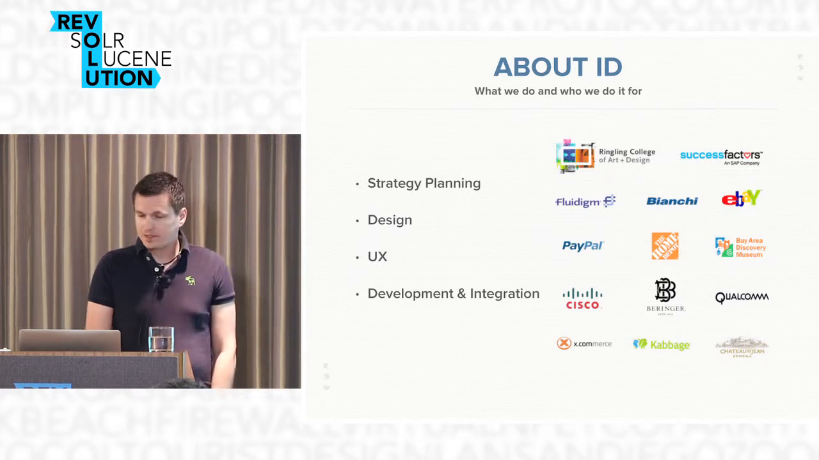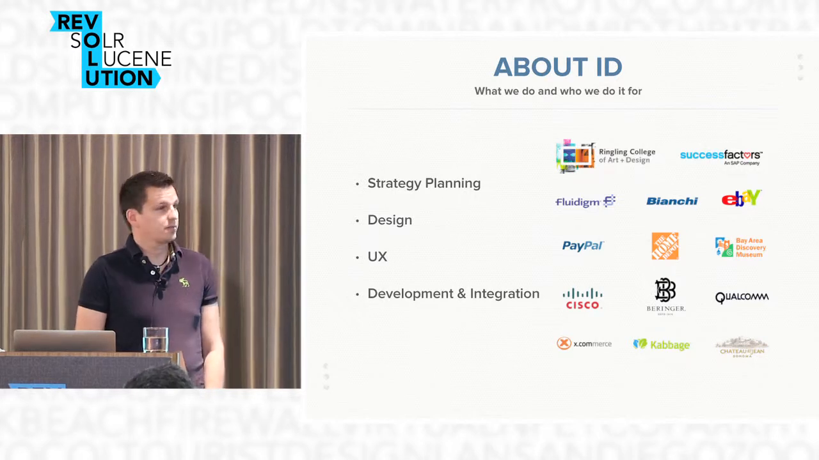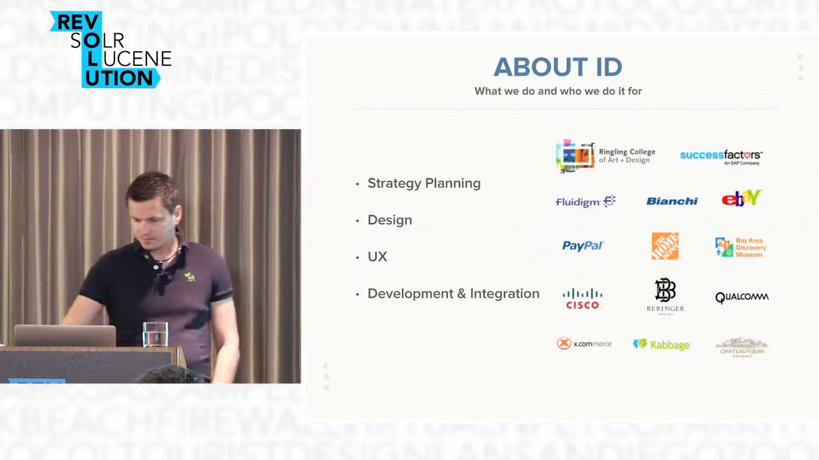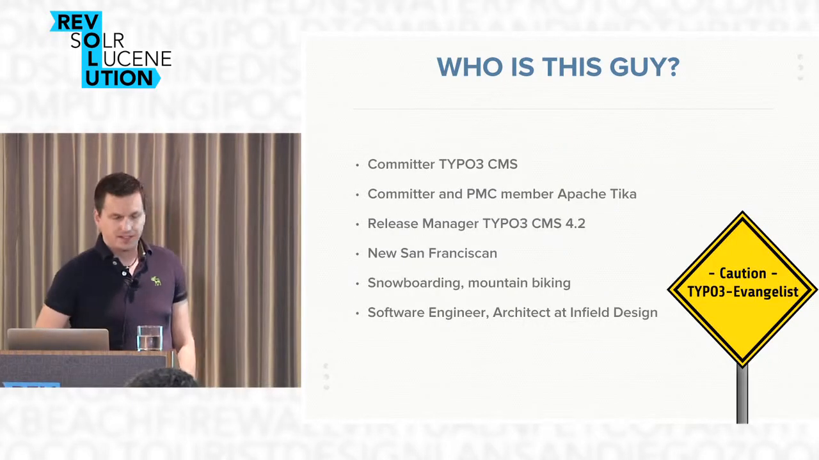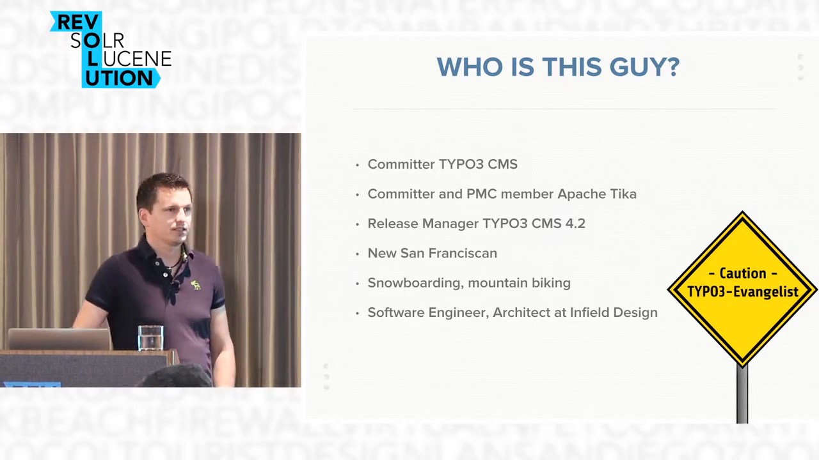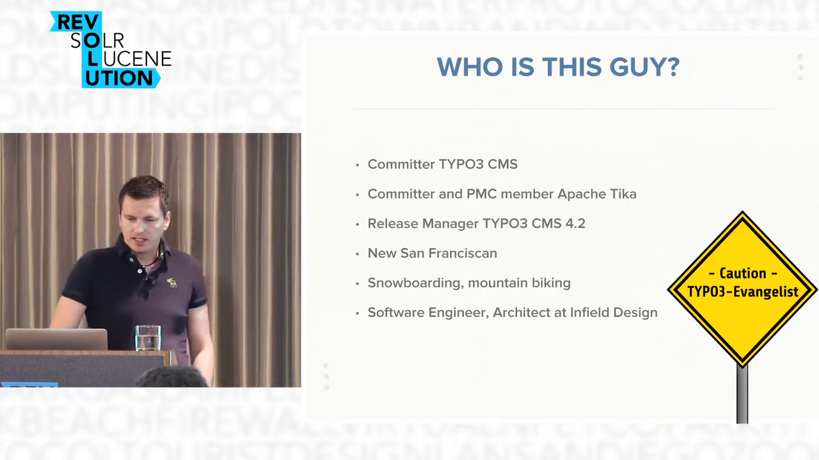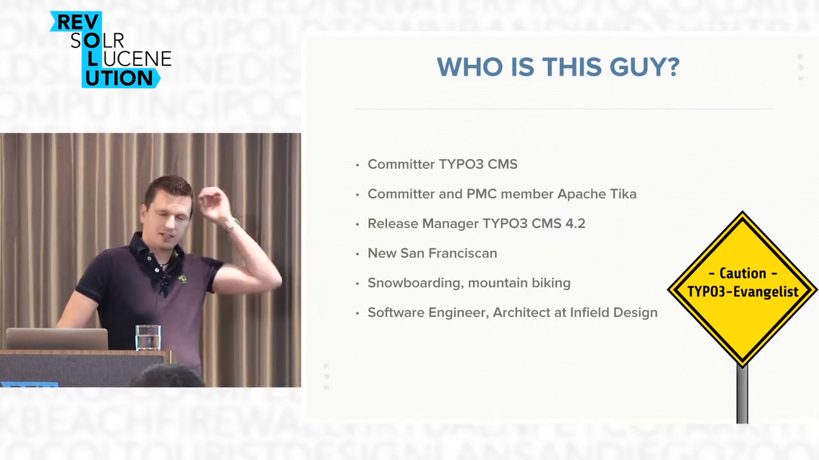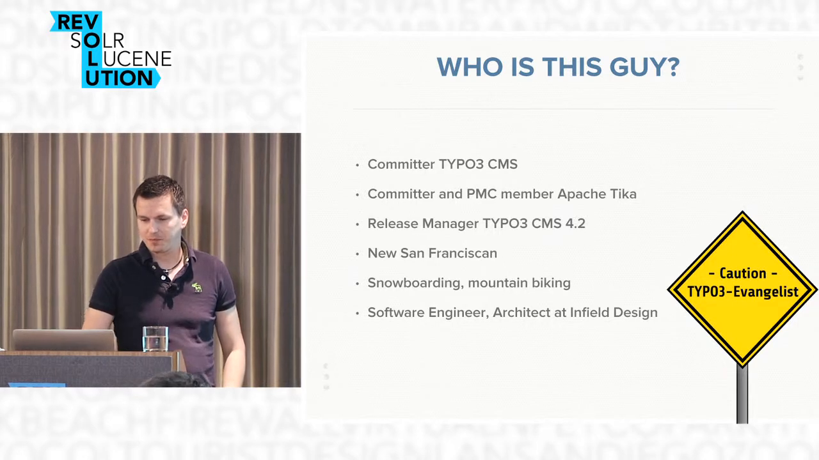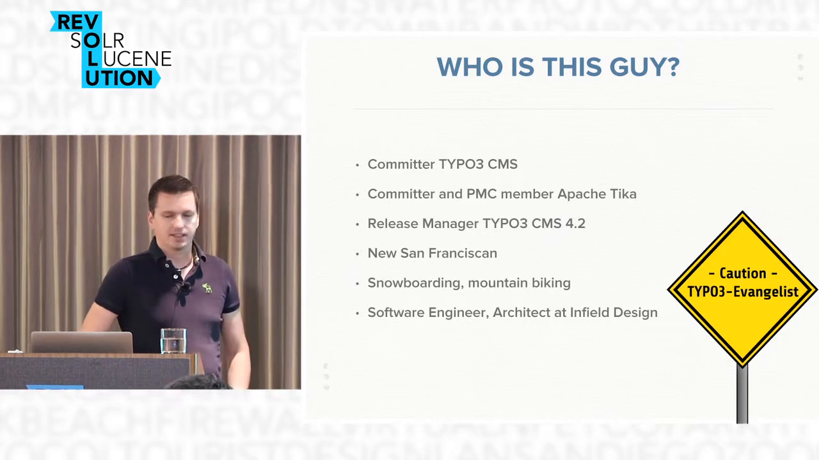So about Infield Design, maybe that should have been the next slide. Anyway, who are we? We are a small company in San Francisco. We do strategy planning, design, user experience, websites, and application development. My name is Ingo Renner. I'm a committer on the Typo3 CMS, release manager, committer at Apache Tika, and just moved to San Francisco at the end of last year. I like snowboarding, mountain biking, hoping to get into surfing, and I work as a software engineer and architect at Infield Design.